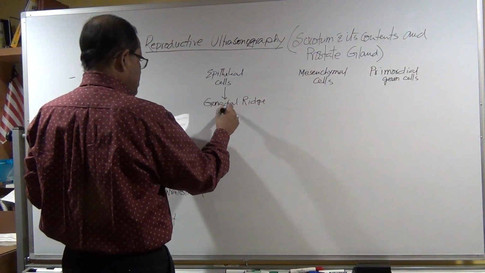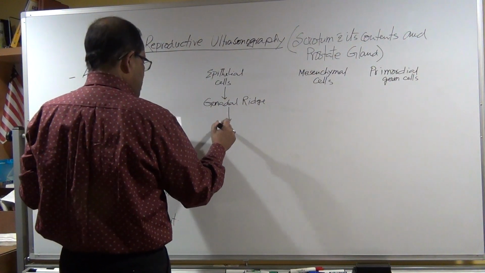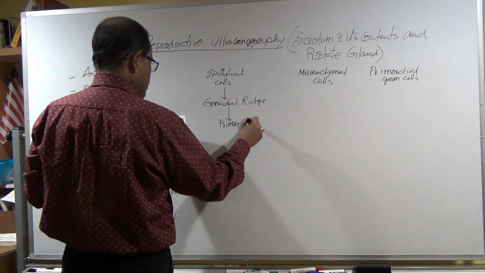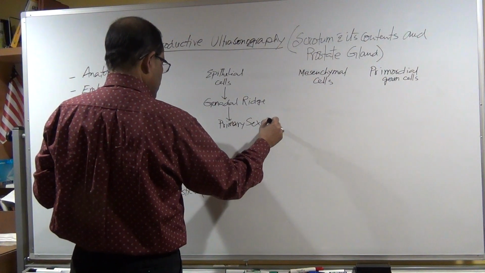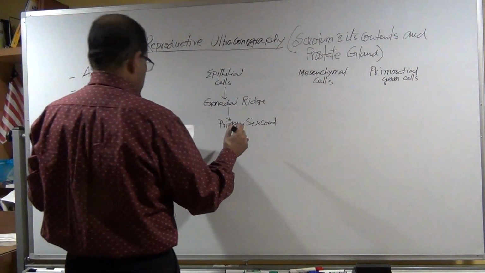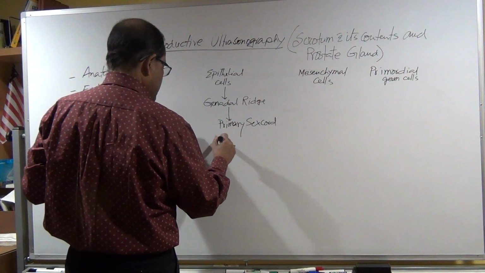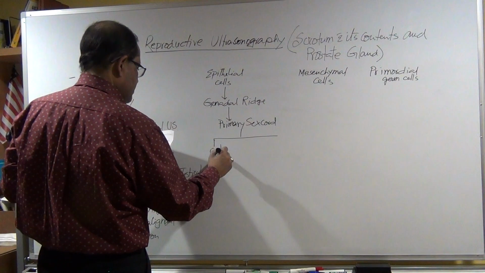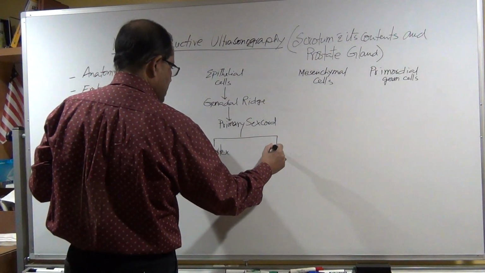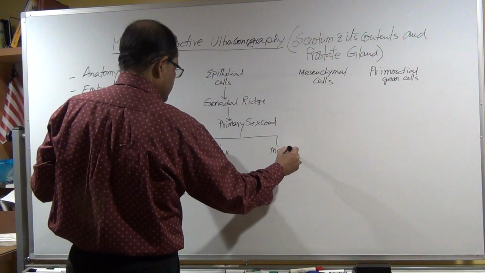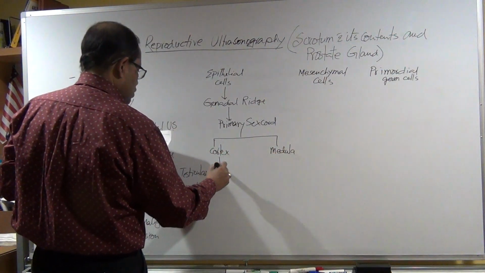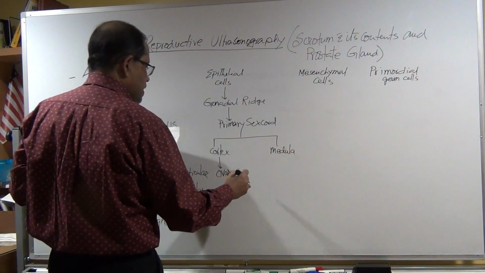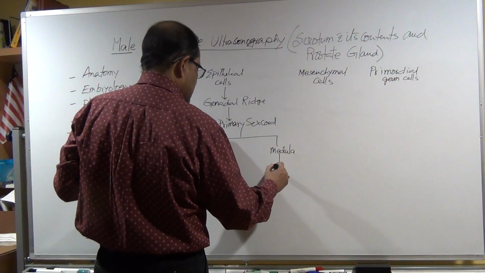From the gonadal ridge, there will be primary sex cord. From this primary sex cord, there will be cortex and there will be medulla. From the cortex, ovary will form, and from the medulla, testis will form.